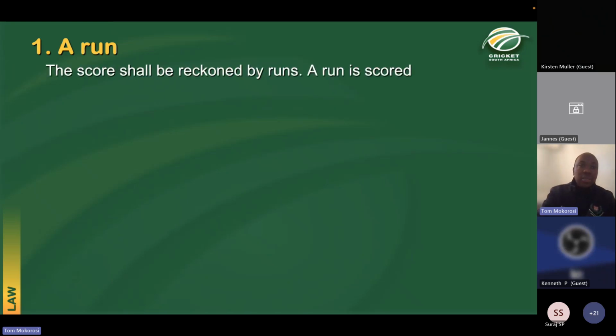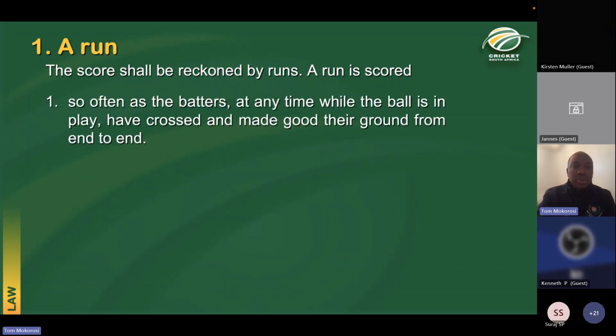I'm sure you all know that the score in cricket shall be reckoned by runs. And when is a run scored? A run is scored so often as the batters at any time while the ball is in play have crossed and made good their ground from end to end in the opposite crease. A run is scored when a boundary is scored. Of course, we've got two types of boundaries, boundary 4 and a boundary 6. And there is a law dedicated to boundaries, which is Law 19, the next law that we shall cover.